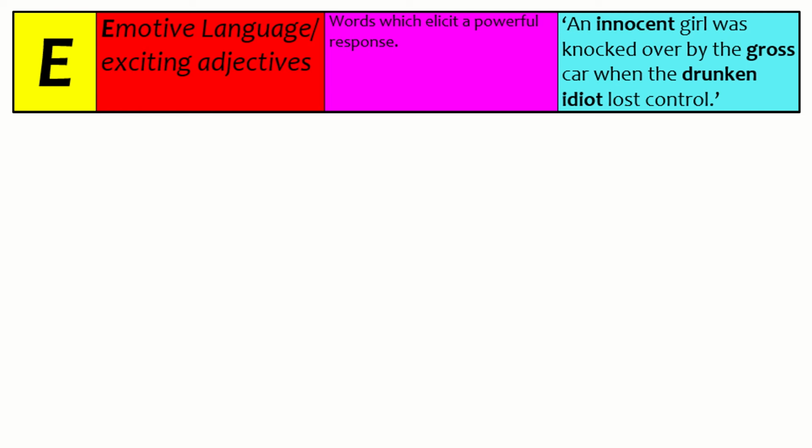So for example, you might see this in some of the tabloid newspapers where instead of saying a man knocked over a girl in a car, we've got here, an innocent girl was knocked over by the gross car when the drunken idiot lost control. So all these emboldened words are emotive. Innocent makes it sound like the girl has never done anything wrong in her life and paints her as sort of young. Drunken idiot makes it sound like the guy is a real horrible character.